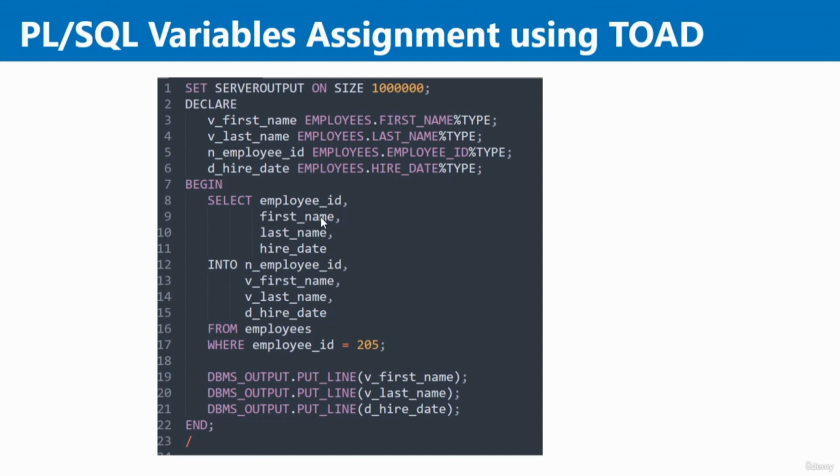I only want to retrieve data where the employee ID is equal to 205, as I've specified on line number 17. The value of the variables is going to be displayed from line number 19 to 21 using the procedure called DBMS_OUTPUT.PUT_LINE.